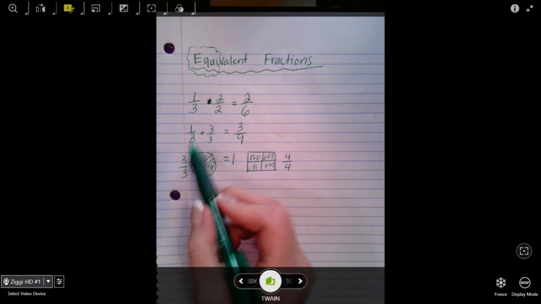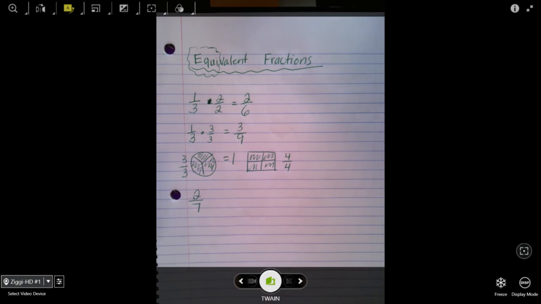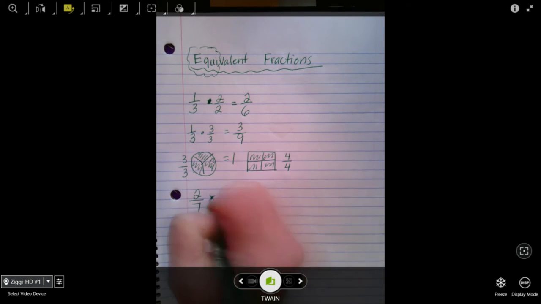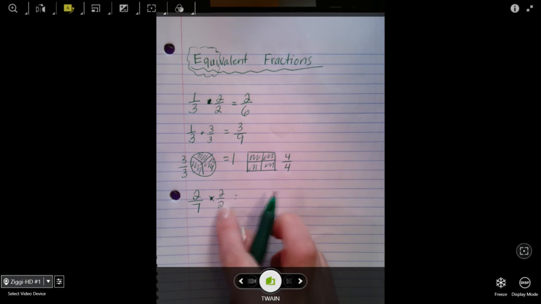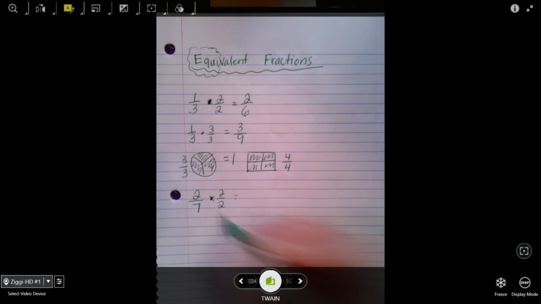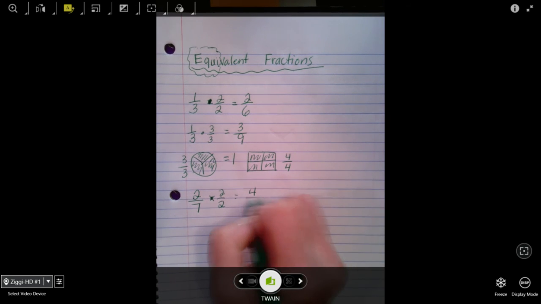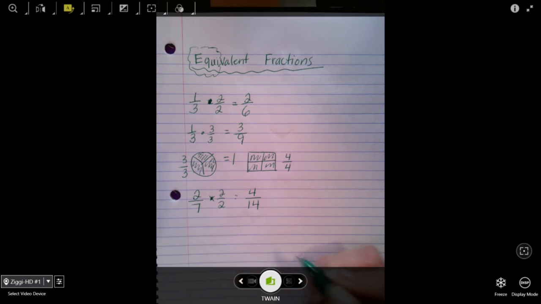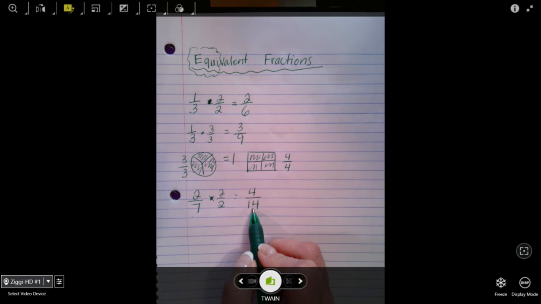So to make equivalent fractions, I could take any fraction, like 2/7, and multiply it by, say, 2 over 2. Remember, the same number on the top and the bottom. If they are not the same, you're not making equivalent fractions. So 2/7 times 2 over 2 equals 4/14. So 2/7 is equivalent to 4/14.